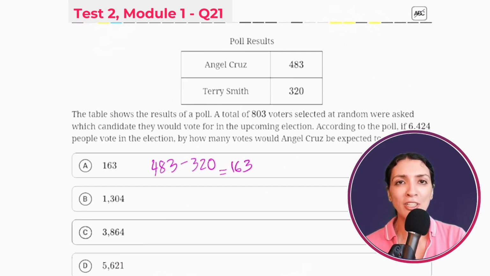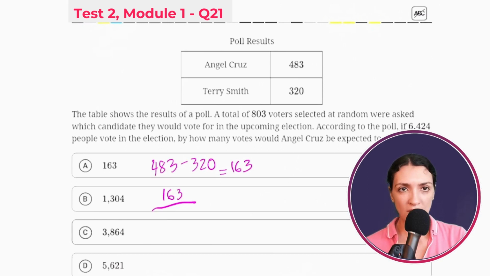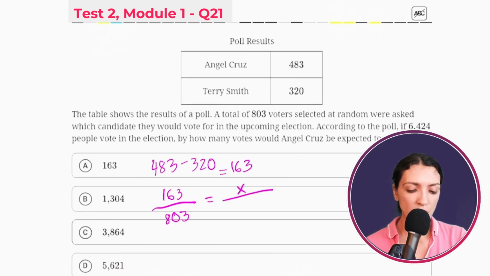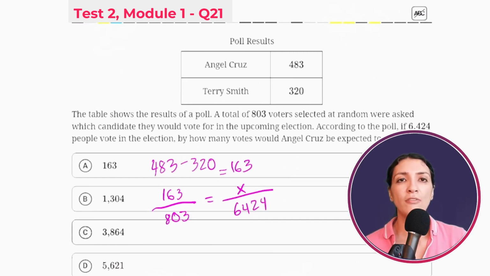163 is by how much Angel wins in the smaller sample size, but the question's asking by how much would she win when the total voters is 6,424. So if she wins by 163 when the total is 803, we need to find by how much she's going to win when the total is 6,424.